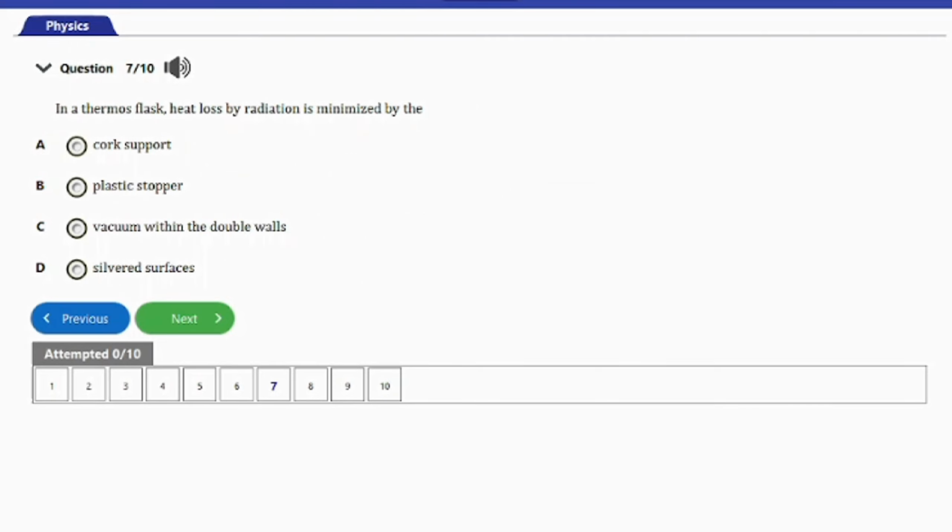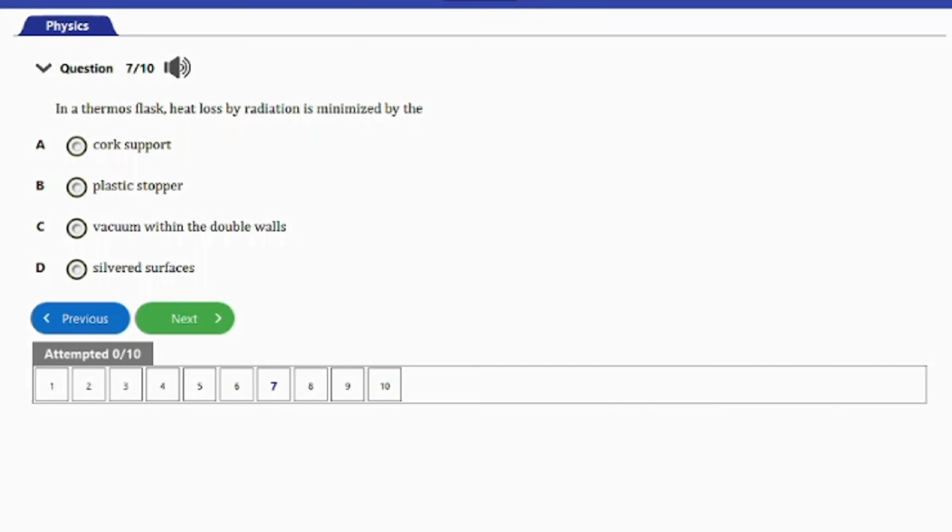It says, in a thermos flask, heat loss by radiation is minimized by the cork support, plastic stopper, vacuum within the double walls, silvered surfaces. So guys, the answer to this question is option D here, the silvered surfaces. So in a thermos flask, the heat loss by radiation is usually minimized by having silver surfaces that can cause reflection. So that's it for this question. So option D is the answer to this question.